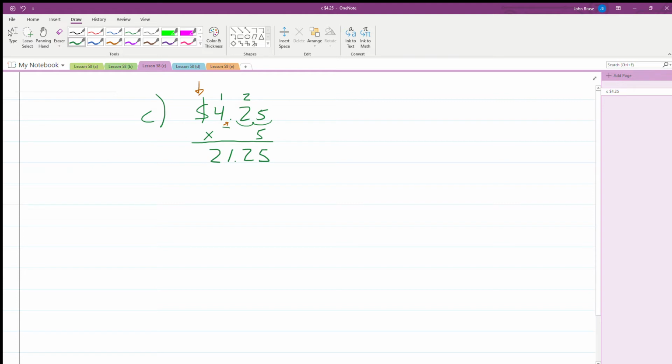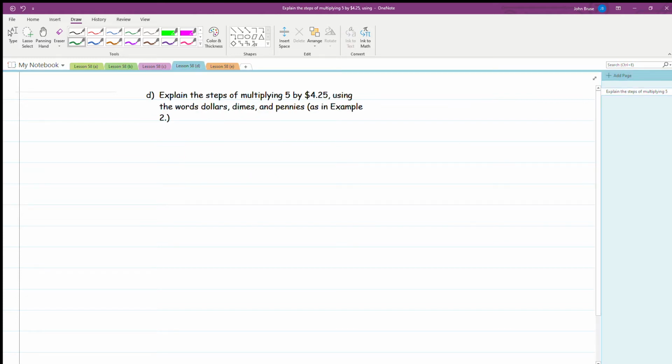And we also need to add our dollar sign. So our answer is $21.25. Okay. We're going to go ahead and go to problem D. Now D says explain the steps of multiplying 5 times $4.25. So we're going to put $4.25 here, and we need to multiply it times 5.